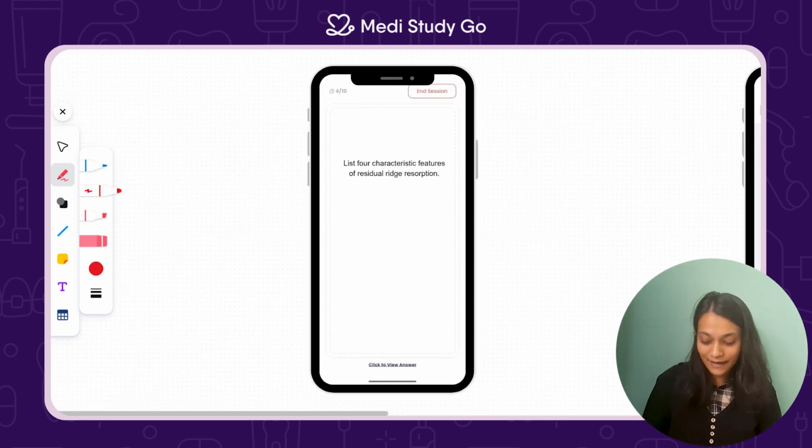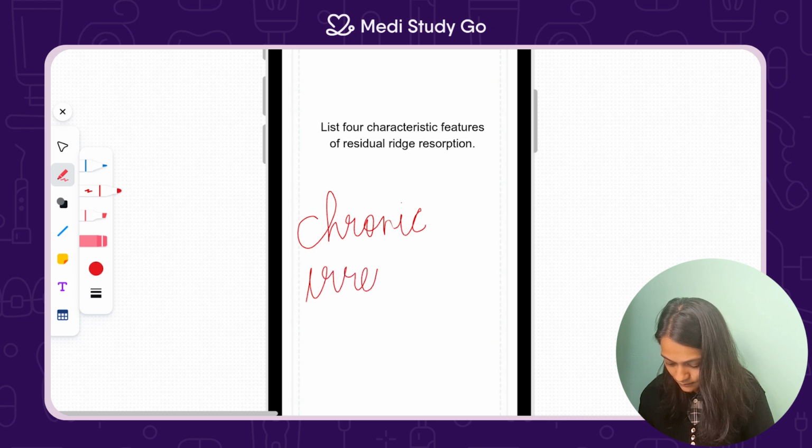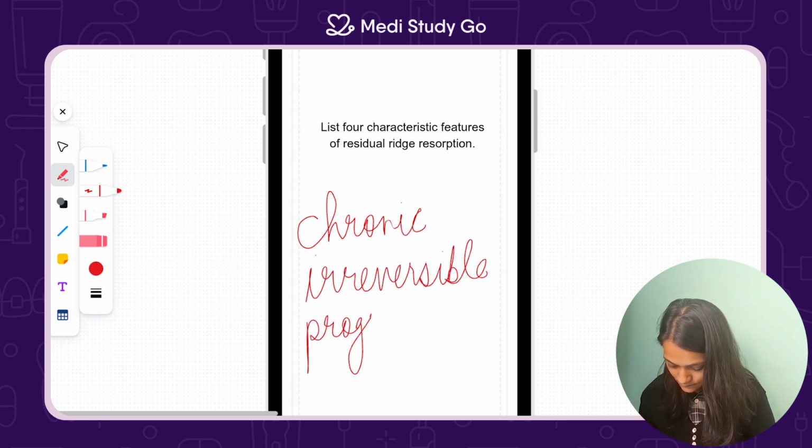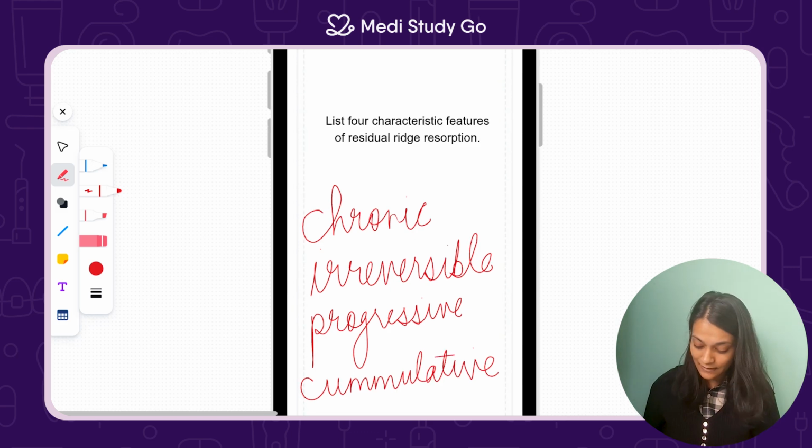So what are the 4 characteristic features of residual ridge resorption? It's easy. So it's chronic, irreversible, progressive, cumulative, or multifactorial. So these are the 4 characteristic features.